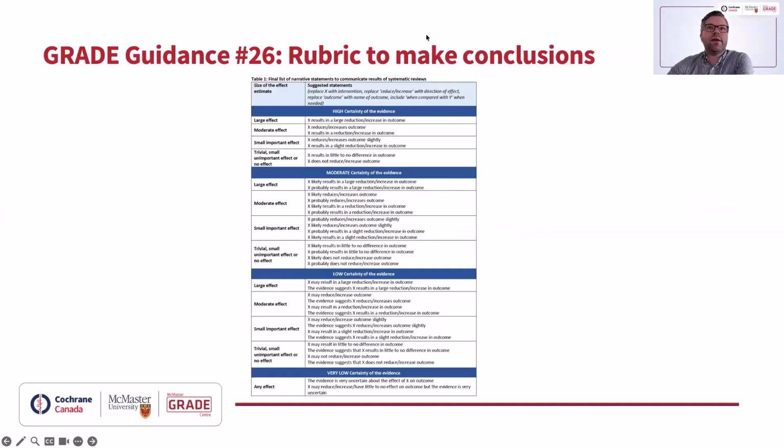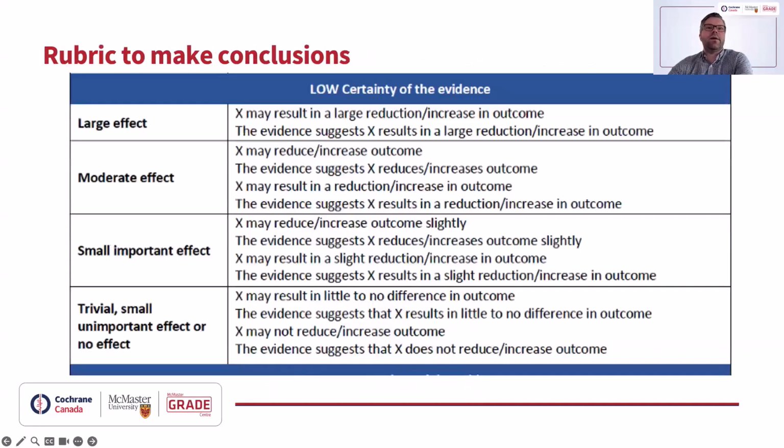We have a rubric to make our conclusions about the effect we found for a given outcome in the systematic review that considers the size of the effect as well as the certainty of the evidence. For each of the options in the rubric, we have suggested wording for describing our effect estimate from the systematic review for a given outcome. So here, for example, for low certainty of evidence, for a moderate size effect, we would say the intervention may reduce or increase the outcome, depending on the direction of the effect.